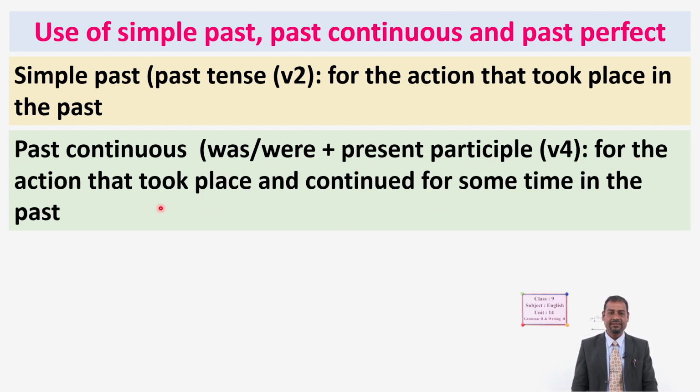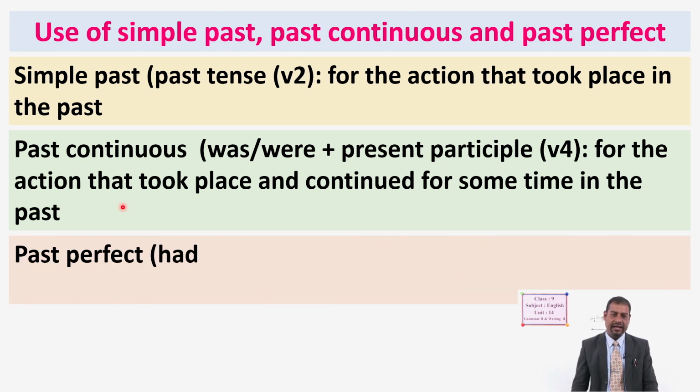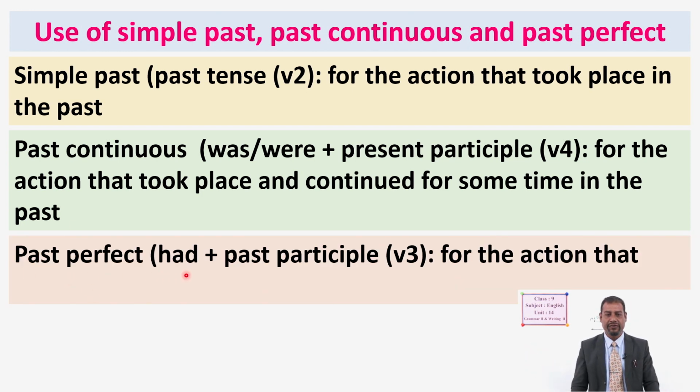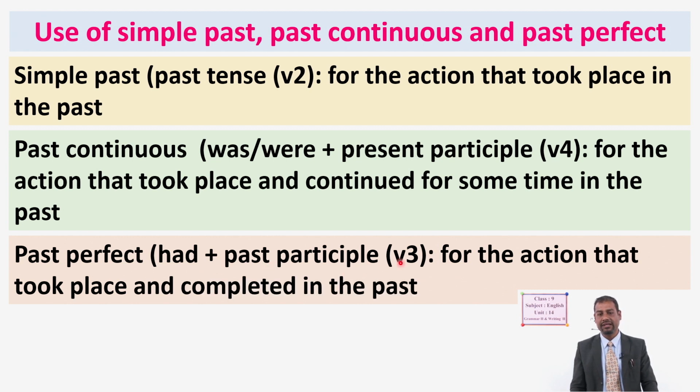So for the action that took place and continued for some time in the past, but that was not completed, is still going on. Okay. And the last one we have past perfect, had plus past participle. In local term we say verb 3, for the action that took place and completed in the past, that started also and then that completed also.